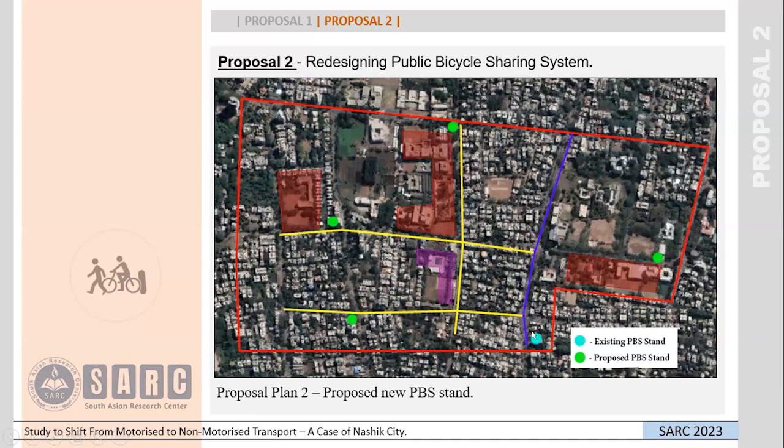So instead of parking 10 cycles over there, we can park 2 cycles in the residential core areas, so that people residing here, if there is some urgency, can just go and quickly access the public bicycles. And when the cycles are visible to their eyes and close to their houses, they will feel ownership also, that they can use the cycle. So this is my second proposal.